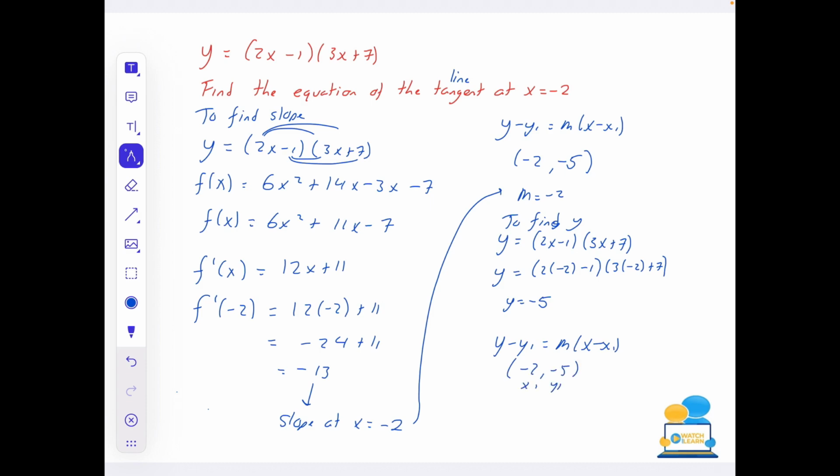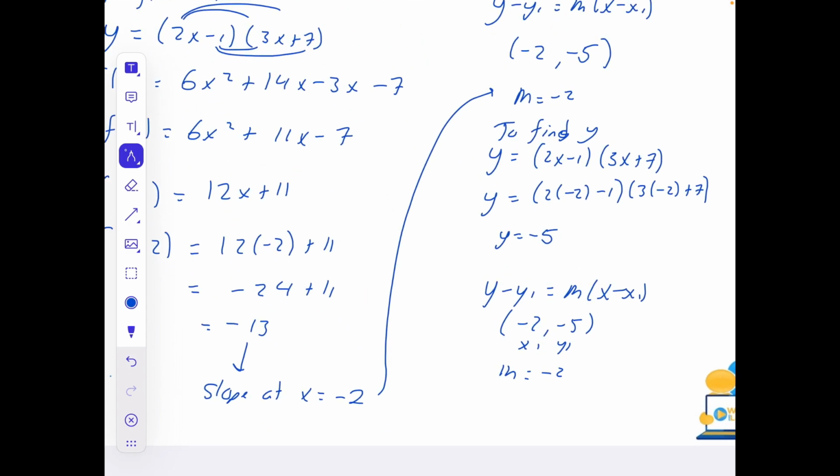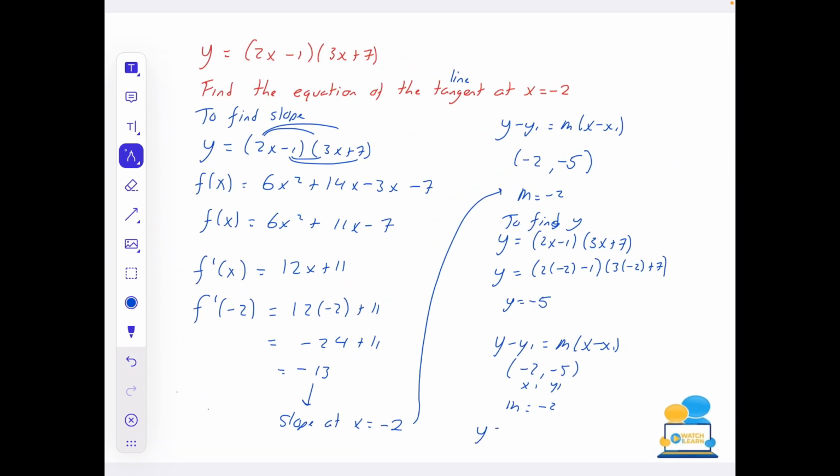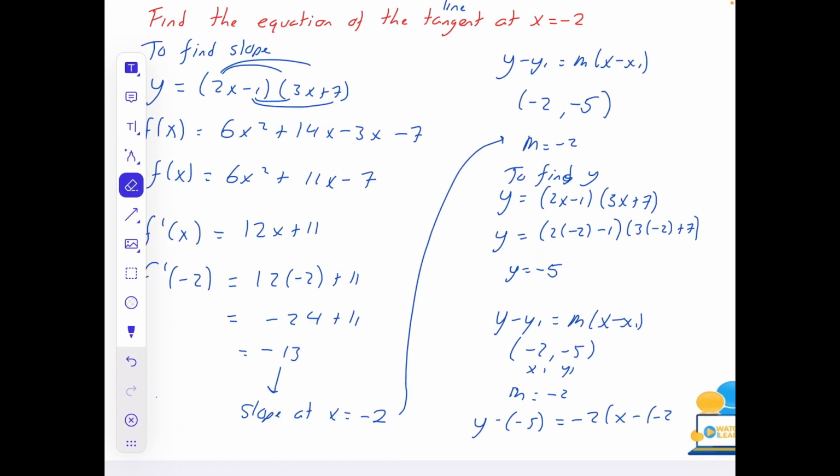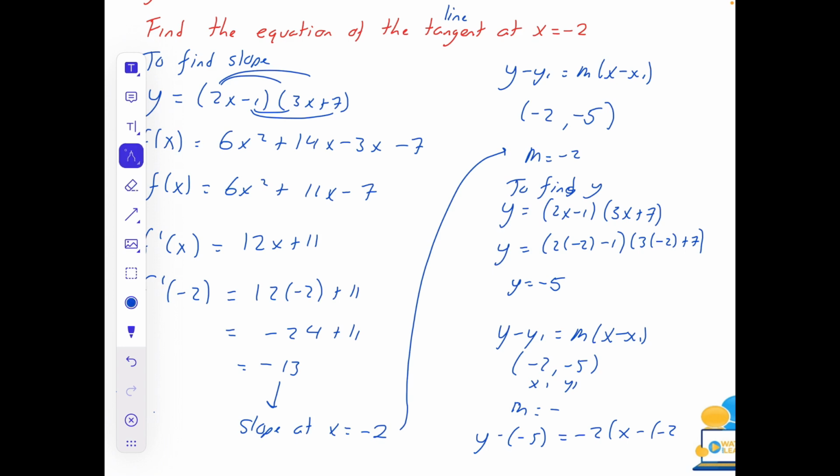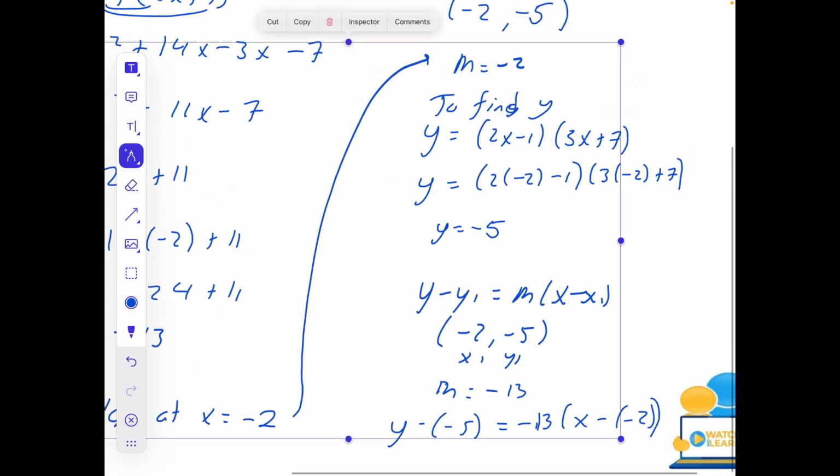So we'll have y minus y1 equals m bracket x minus x1. We have our point minus 2, minus 5, x1, y1, and we have our slope minus 2. So I can just fill that in. So it's going to be y minus minus 5 is equal to m, which is minus 2, minus x1, which is also minus. M is not equal to minus 2, m is equal to minus 13. So at minus 2, the slope is equal to minus 13. So then this down here then needs to be minus 13.